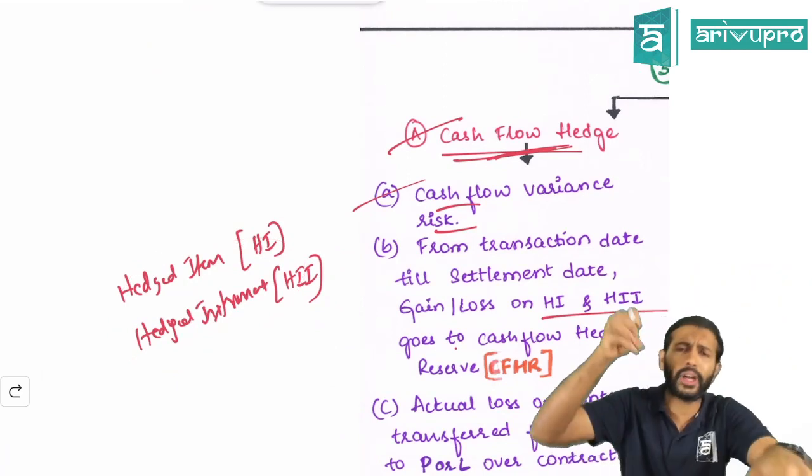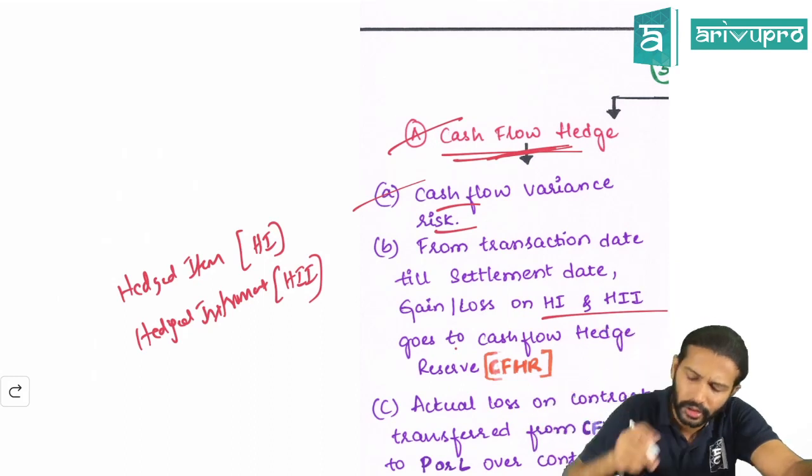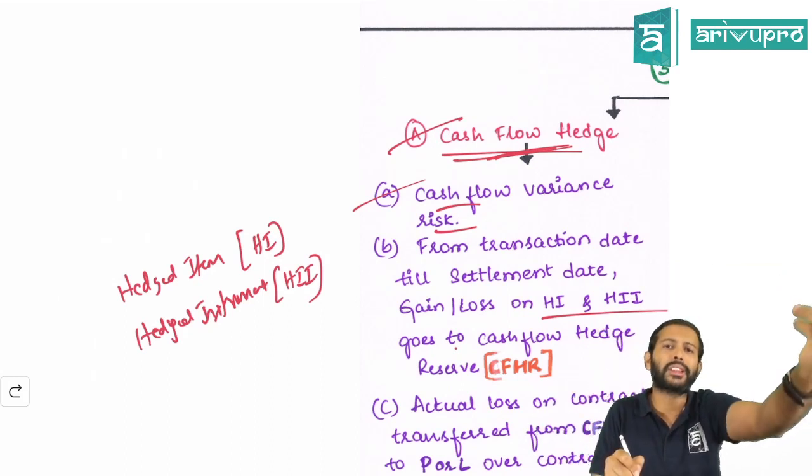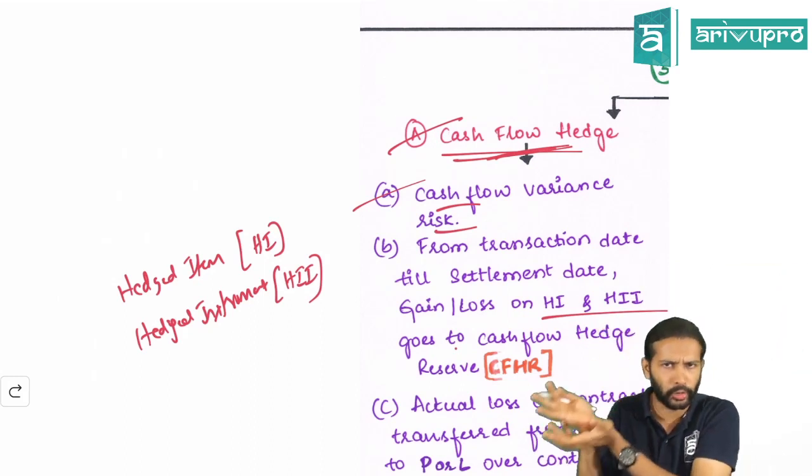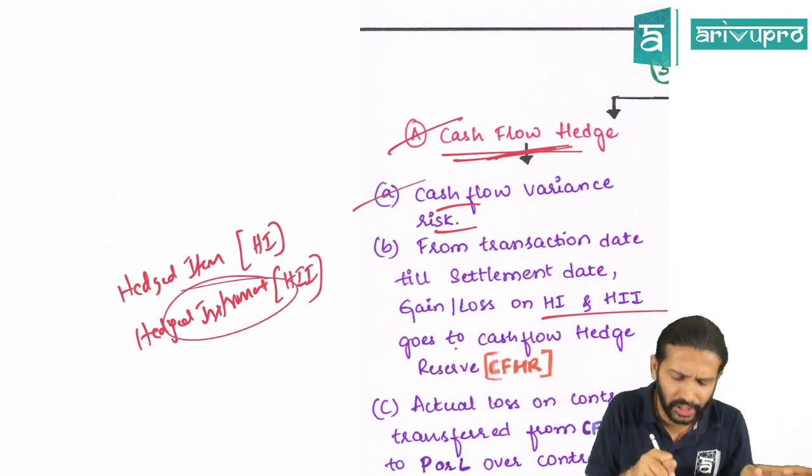Hedged item means that component which is subject to risk. Hedged instrument means to cover the risk, what do you do? You enter into a forward or a future contract or whatever, right? That we call as hedging instrument.